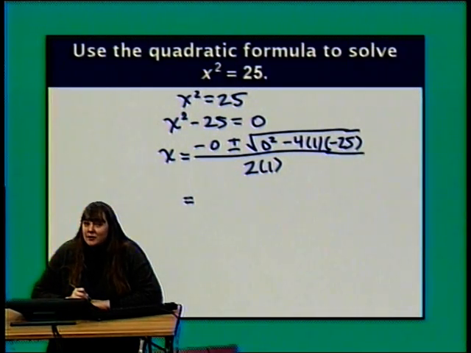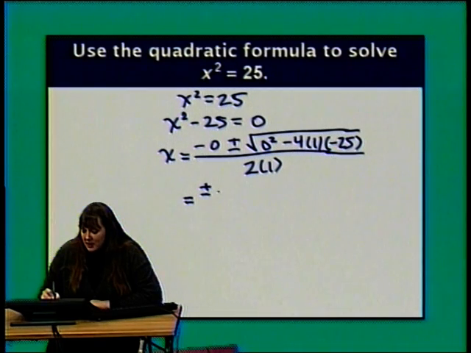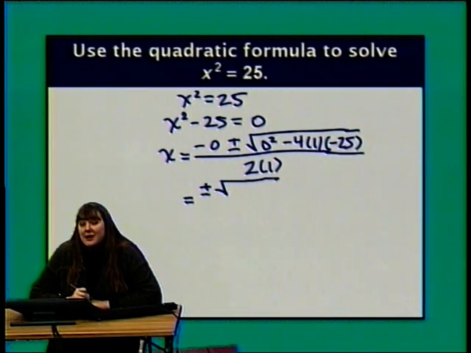The opposite of 0 is 0. When I add 0 to the square root, or 0 minus the square root, I'm not going to change the value. So I just have plus or minus the square root of 0 squared is 0.